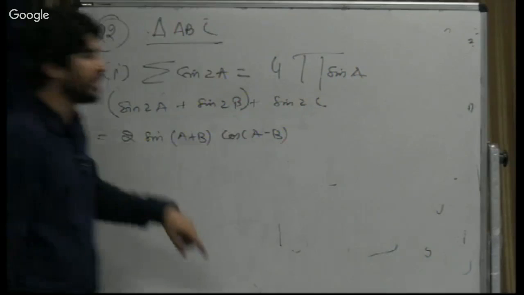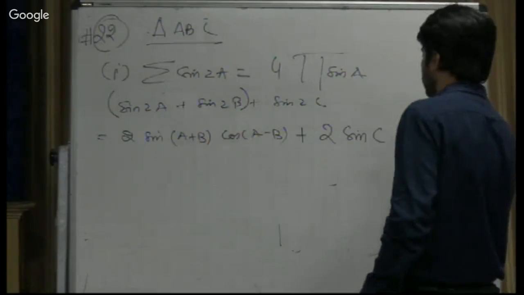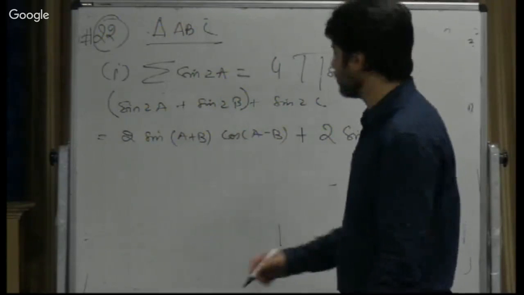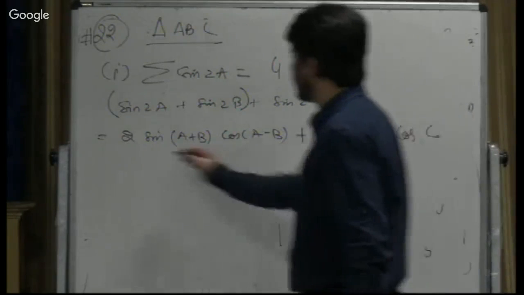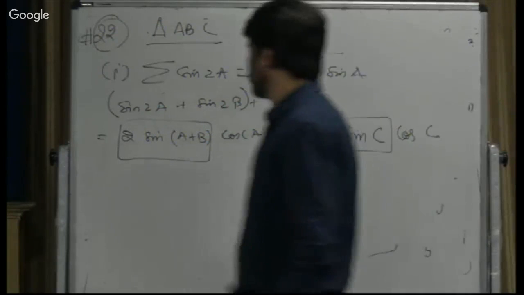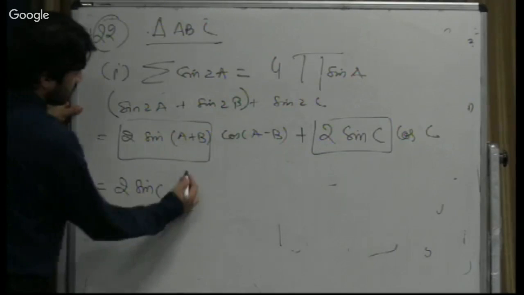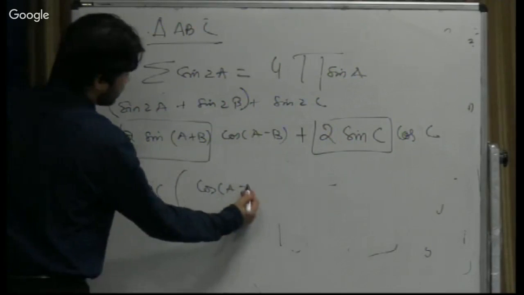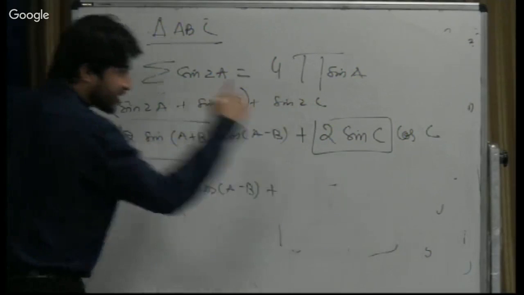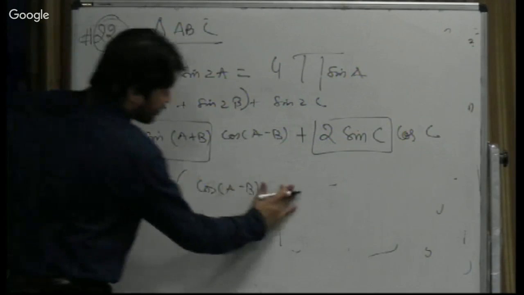And sine 2C can be written as 2 sine C cos C. Now I see 2 sine C here and I see 2 sine of A plus B. Are they equal? So can I take it out? So I'll say 2 sine C into cos A minus B plus cos C, which can be written as cos of pi minus A plus B, which can be written as minus of.